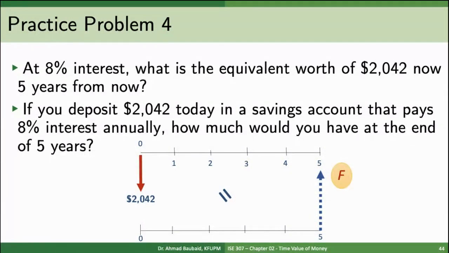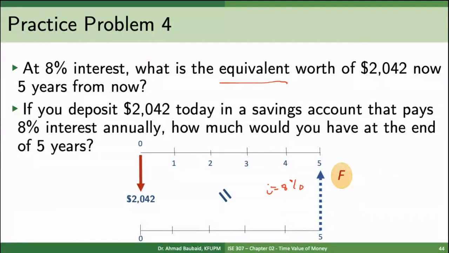So here's a problem. We have 8% interest. What is the equivalent worth of $2,042 now in 5 years? So this is kind of the same thing that we've been doing, right? You're investing $2,042 now, and in 5 years you're going to withdraw it. And if the interest is 8%, how much is F? So what is the equivalent worth of this amount today in 5 years? That's another way of asking the same question.